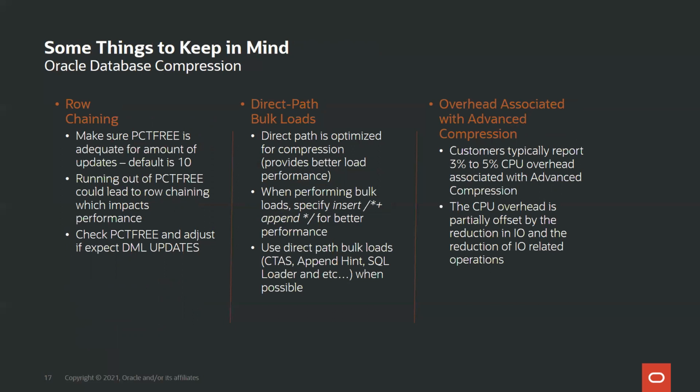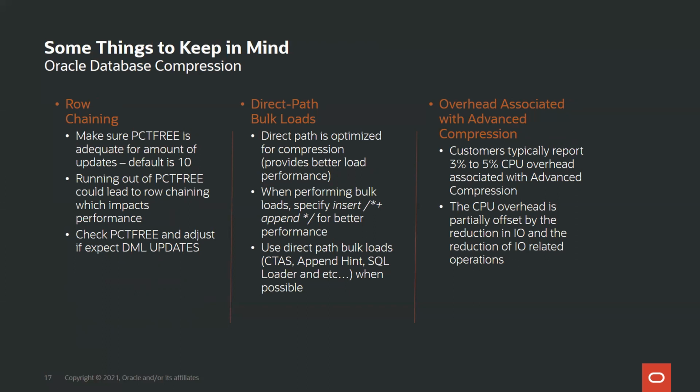If you're doing bulk loads, the recommendation is typically to use a direct path bulk load. Direct path is optimized for compression. It provides better load performance. You can do things like the insert append hint. You can use create table as select, SQL Loader, et cetera. Anything that is direct path typically will see better performance in terms of load times because it's a very straightforward operation. We buffer it up, we compress it, we write once above the high water mark.